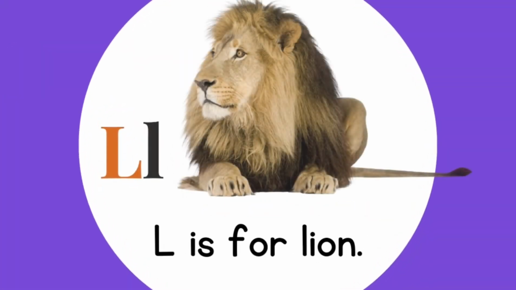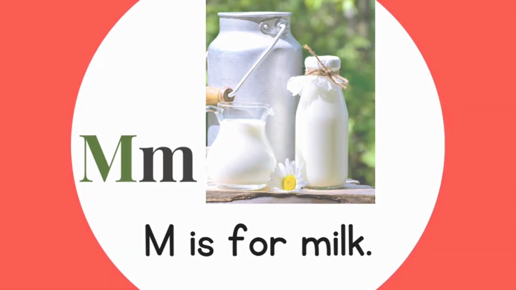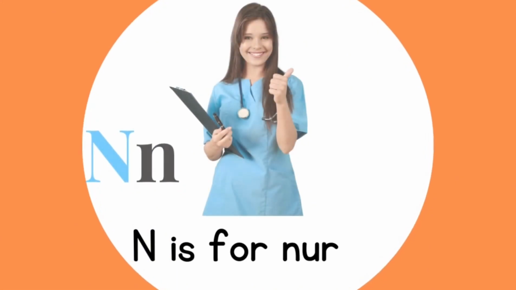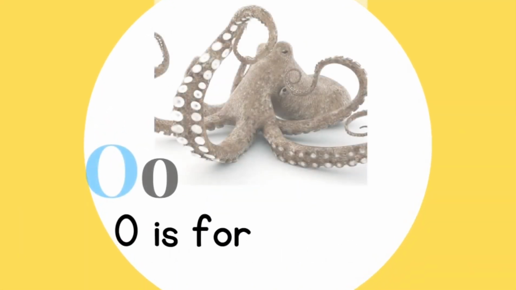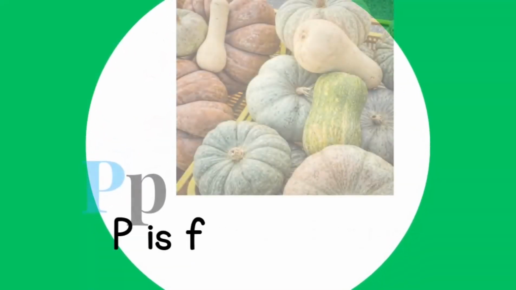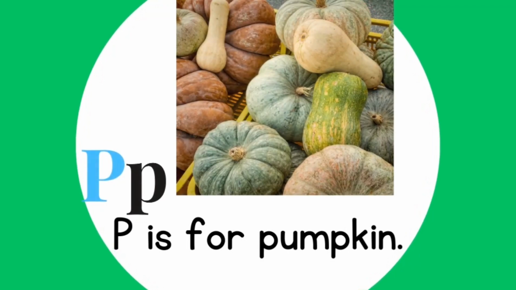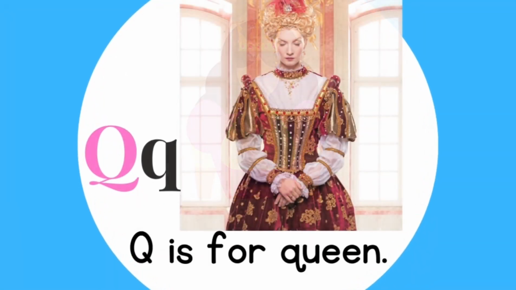L is for lion, sher. M is for milk, doodh. N is for nurse, dai, aya. O is for octopus, octopus. P is for pumpkin, kaddu. Q is for queen, rani.